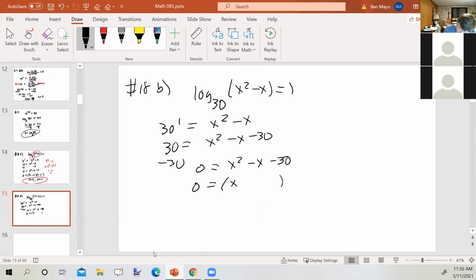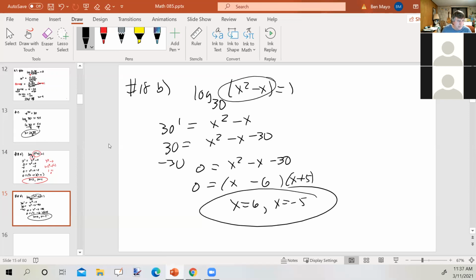Factor, we get minus 6 and plus 5. So x is 6, x is -5. Again, if we put 6 or -5 in here, they both will work. Okay, also, we've got number 19 coming up as well.